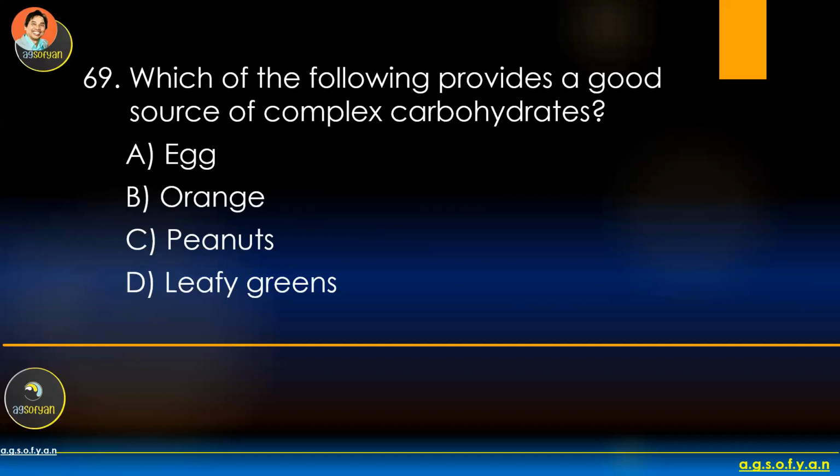Which of the following provides a good source of complex carbohydrates? A, B, C, or E. Egg is not. Egg is mostly for protein. Orange, maybe for vitamins. Peanut is also proteins. Leafy greens is going to be the one that has a lot of complex carbohydrates.